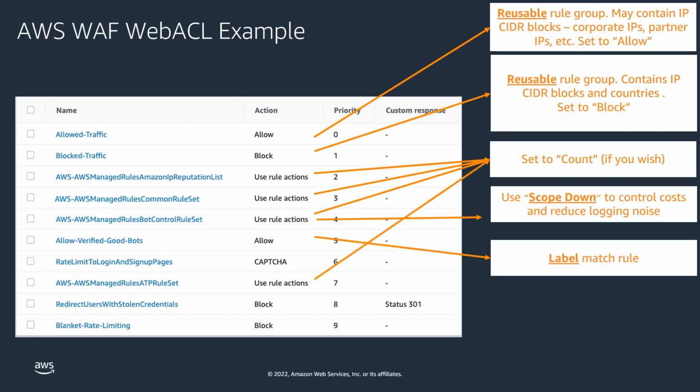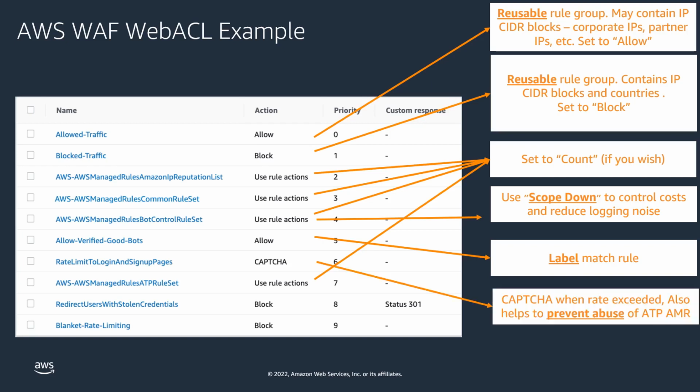And after this, I have ATP rule set. This is to track multiple account takeover activities, including low and slow attacks and fraud detection in general. I'm doing something similar after this by adding a stolen credentials rule to check for a label generated by the ATP rule set and redirect it to another page.